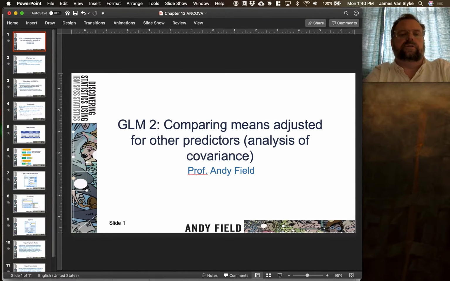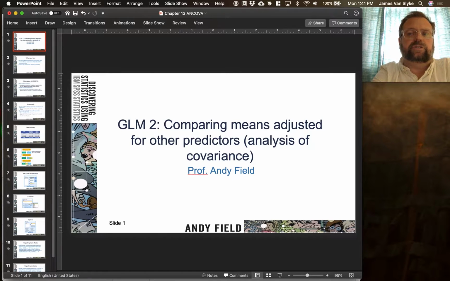Today's lecture is on our general linear model 2, and this is going to be comparing means adjusted for other predictors, also known as analysis of covariance. And so this is an ANCOVA rather than an ANOVA. It's an ANCOVA for analysis of covariance. What the ANCOVA is basically doing is adjusting the relationship between the independent and dependent variable based on a secondary variable that is believed to be having an effect on the outcome variable.